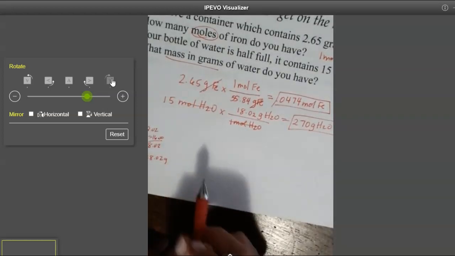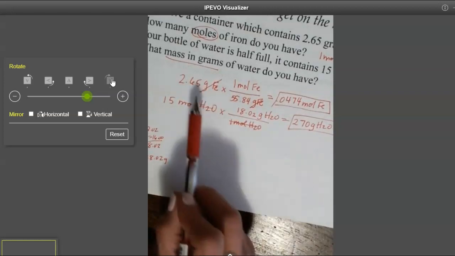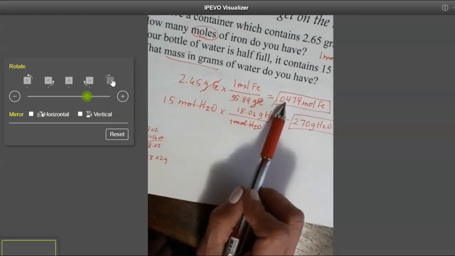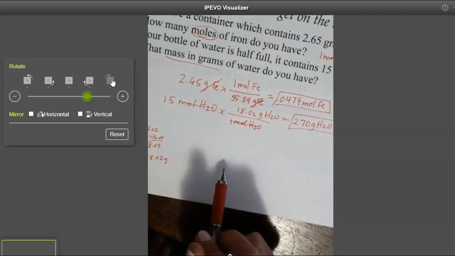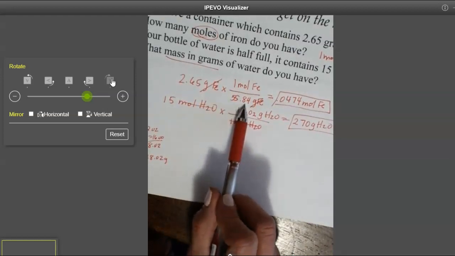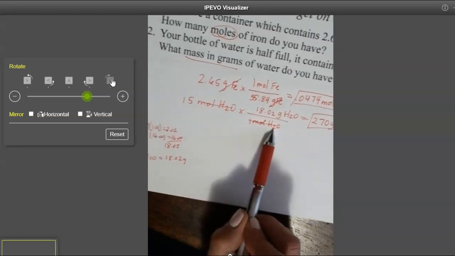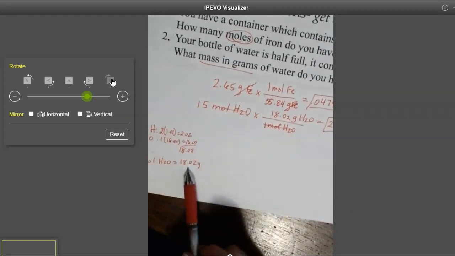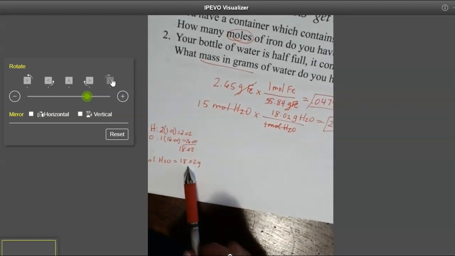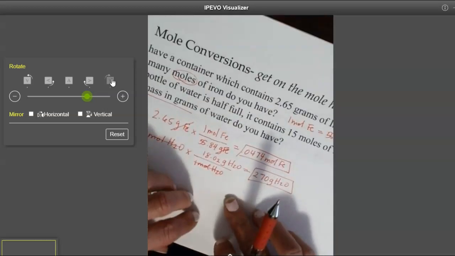So in order to do both of these conversions, we went from moles to mass, and this one mass to moles. We had to use the molar mass highway. If it is an element, you take it directly off the periodic table. If it is a compound or molecule like H2O, you actually have to calculate it before we can do the conversion. So let's look at another one.